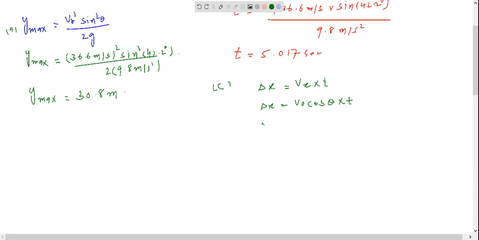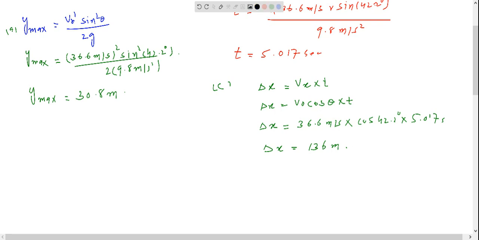Putting the values in this equation, we get v naught, 36.6 meters per second, multiplied by cos 42.2 degrees, multiplied by 5.017 seconds. So therefore we can write the range as 136 meters.